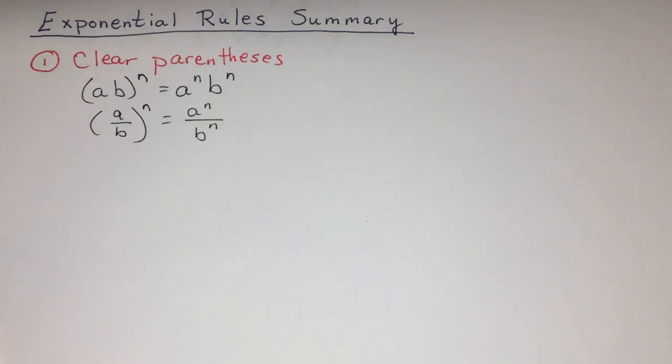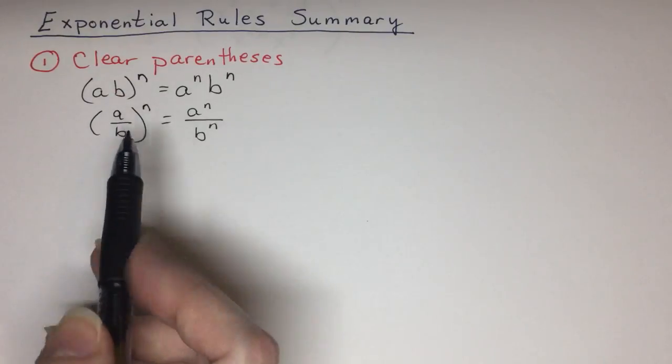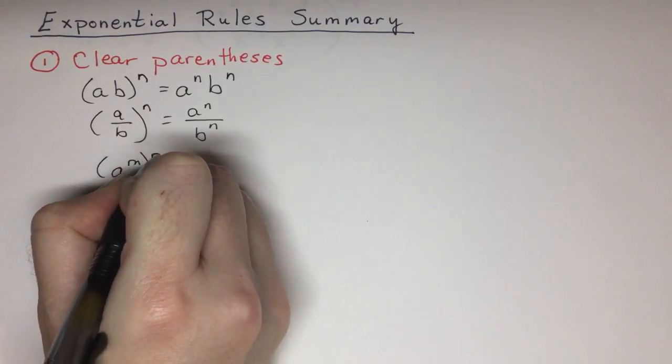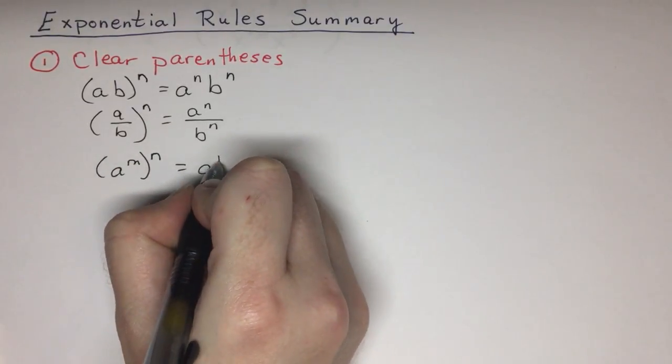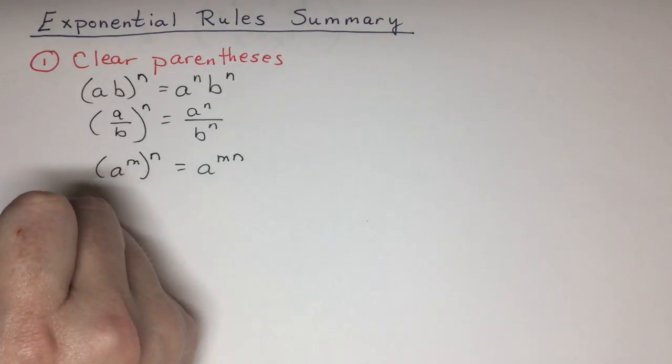Be very careful. Exponents are a shortcut for repeated multiplication, so you cannot distribute over addition or subtraction, only over multiplication or division. So exponents distribute over multiplication, exponents distribute over division, and when you have a power to a power, you multiply those exponents. So all three of those rules you can use together, and typically you do.